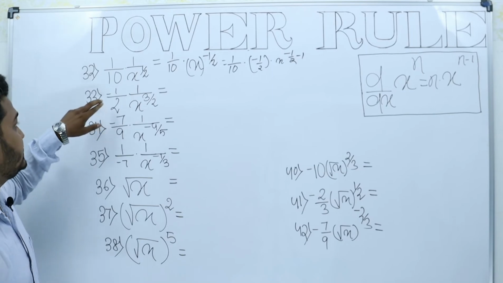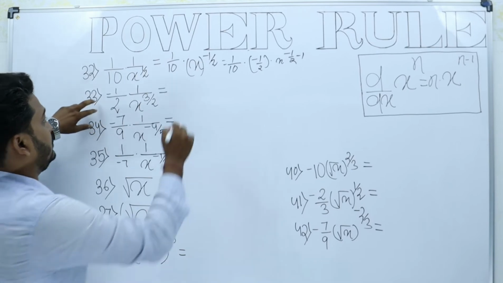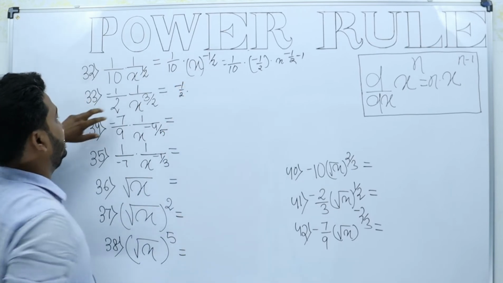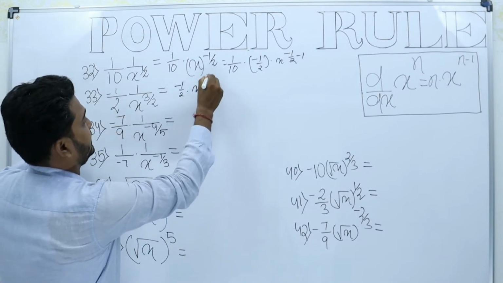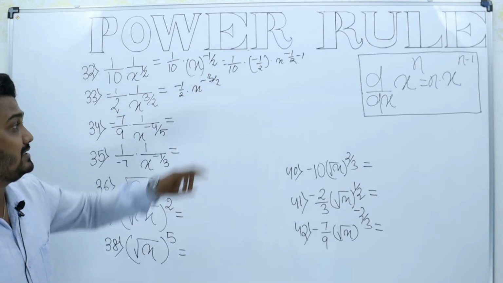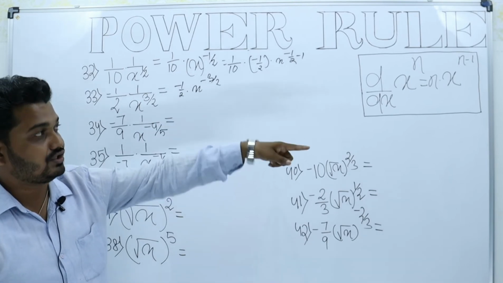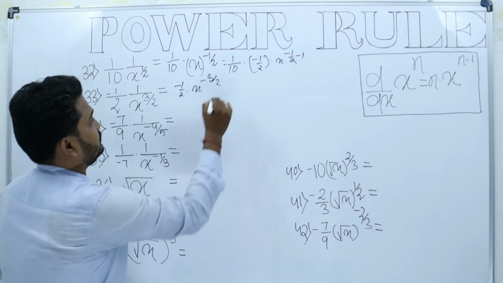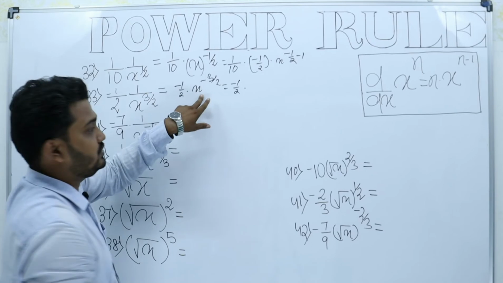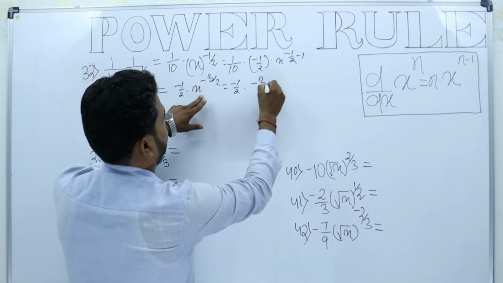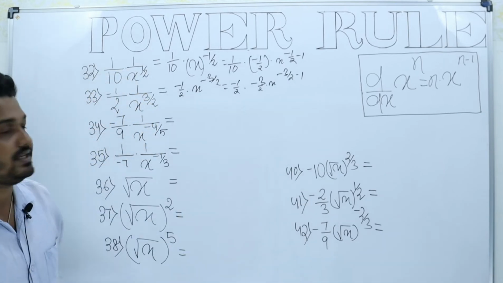In the next question, it is minus 1 by 2 into 1 by x to the power 3 by 2. So minus 1 by 2 remains same, and that's a constant. X to the power 3 by 2 in the denominator can be written as x to the power minus 3 by 2. As the power is minus 3 by 2, we'll apply the formula. So we'll get minus 3 by 2 x to the power minus 3 by 2 minus 1. So this minus 1 by 2 remains same. In the place of x to the power minus 3 by 2, it is minus 3 by 2 x to the power minus 3 by 2 minus 1, which can be solved in the next step.